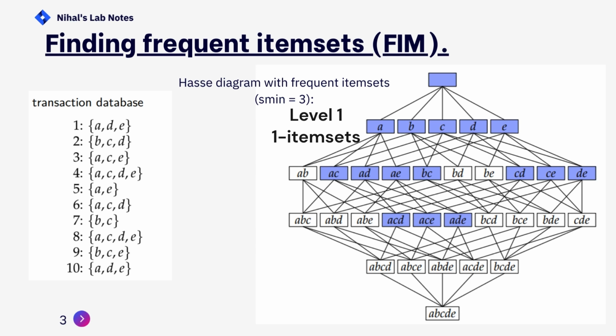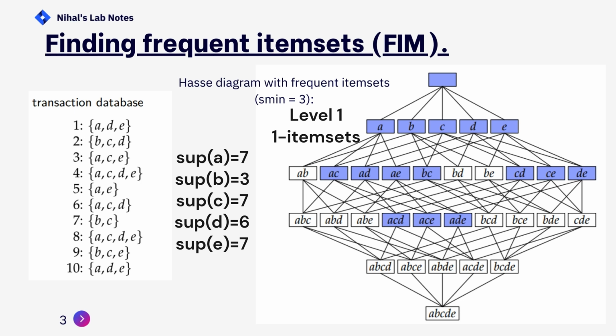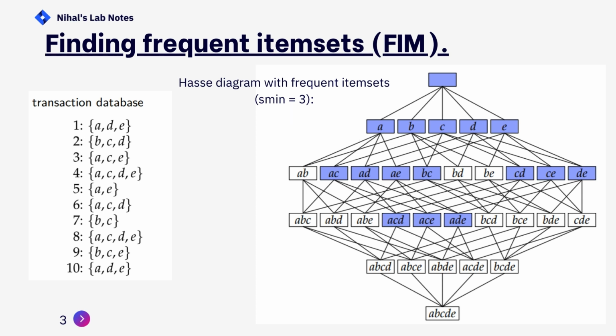These are one-item sets. If we calculate the support of each of these items, for A, for example, it will give us 7. For B, C, D, and I, it will be greater than 3. Then we can say that A, B, C, D, and I are frequent. That's why we colored them.